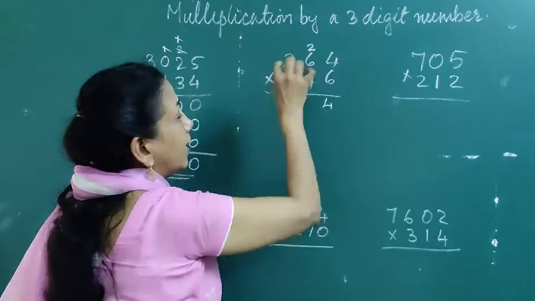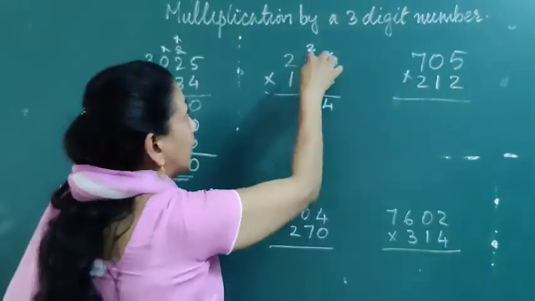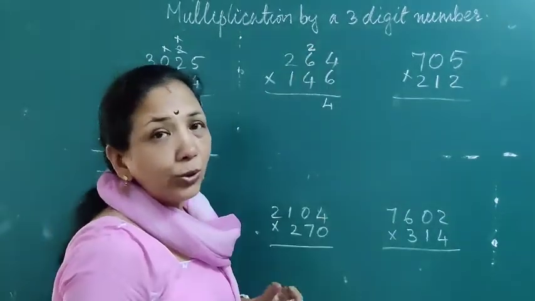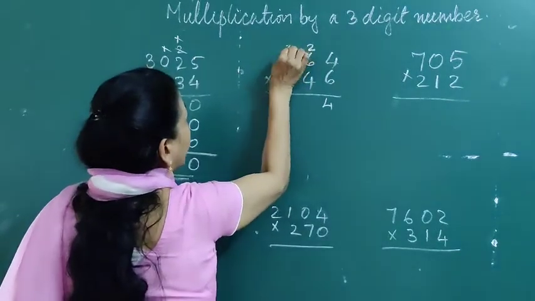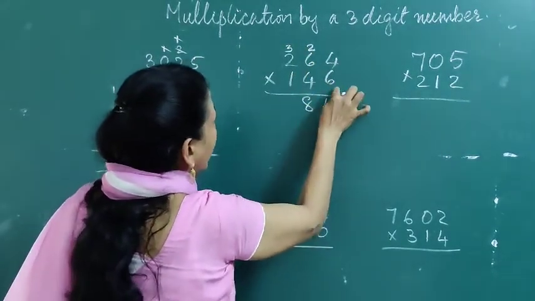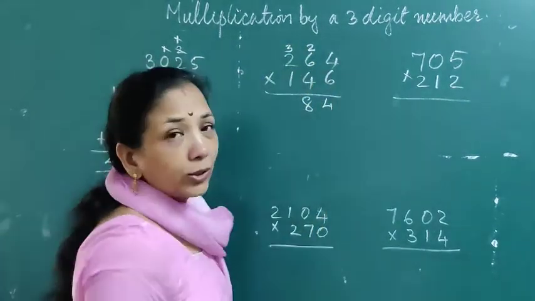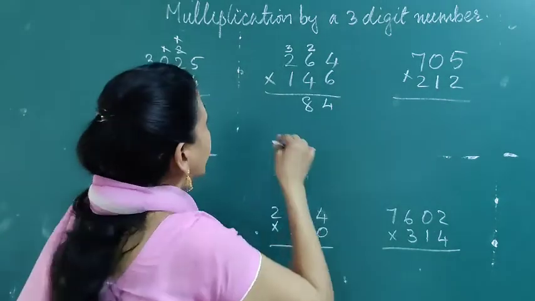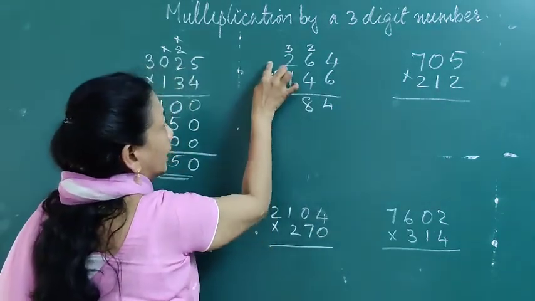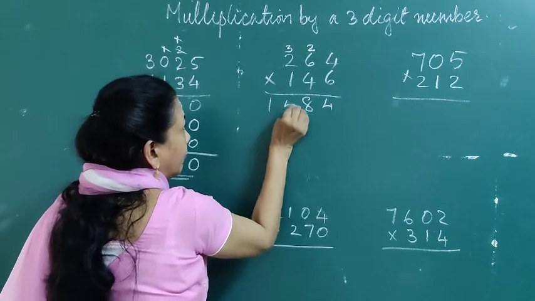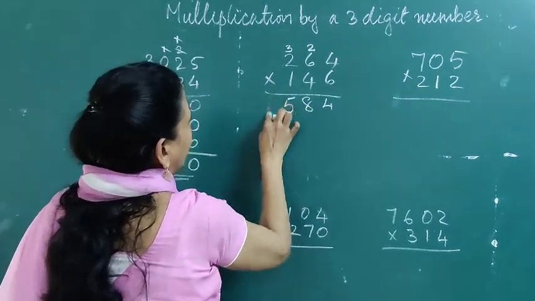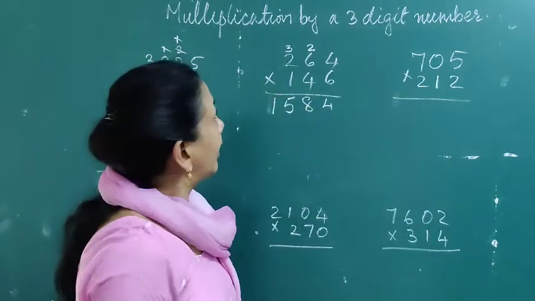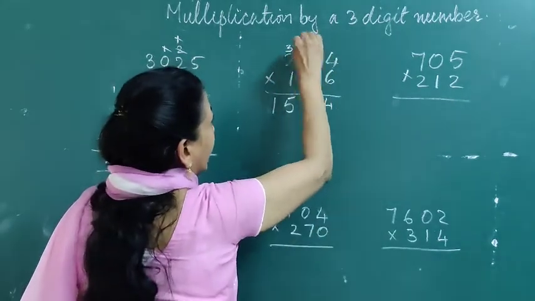Then 6 sixes are 36. 36 plus 2, 38. So 3 carry here 8. 6 twos are 12. 12 plus 3, 15. Here no other number, so you can write 15 here. Full 15 here you can write. Okay. Now these carries, cut.